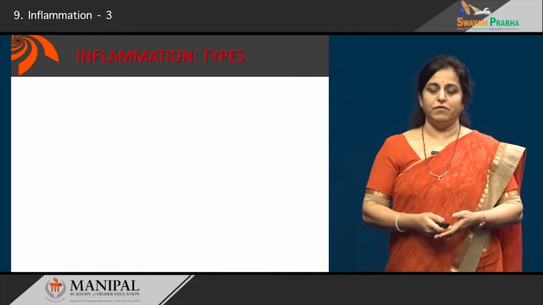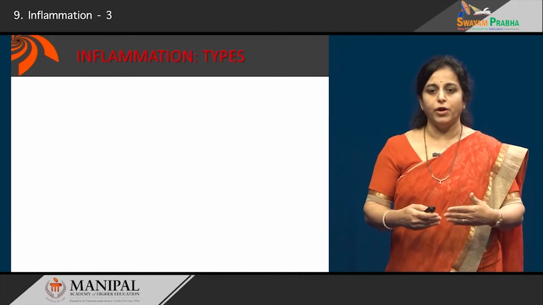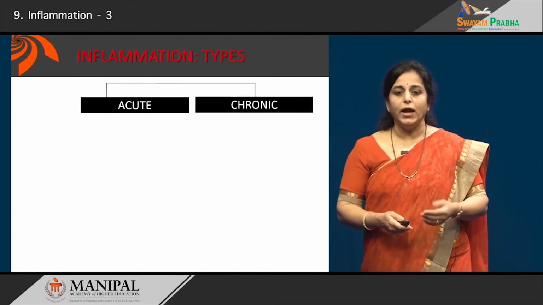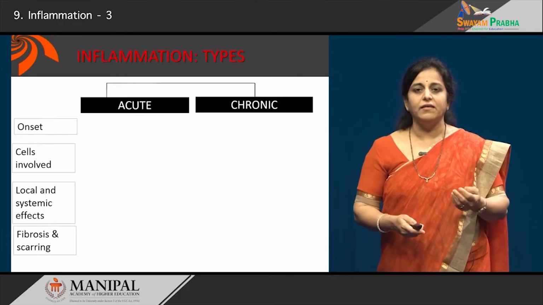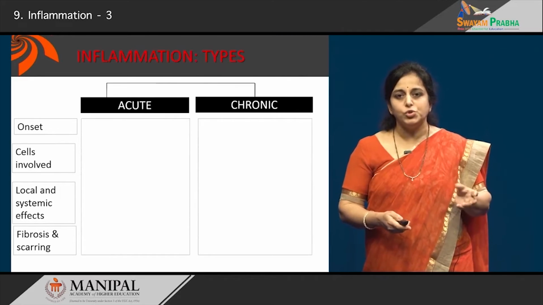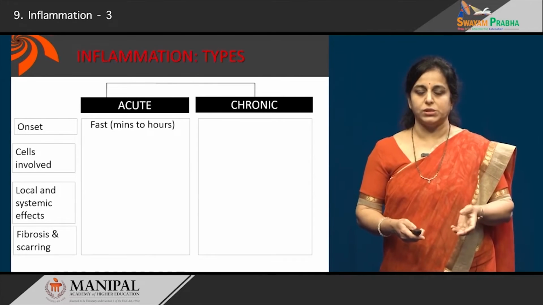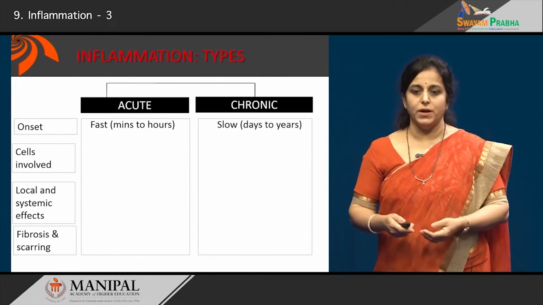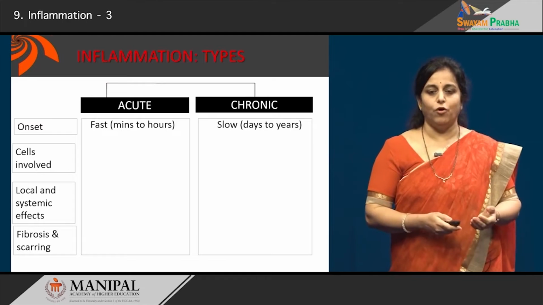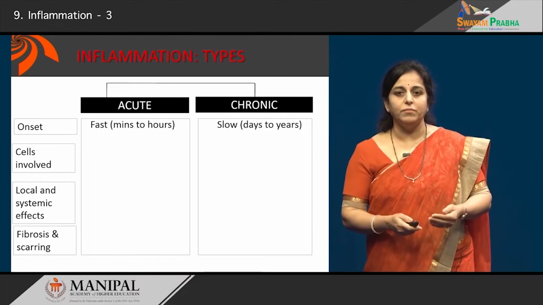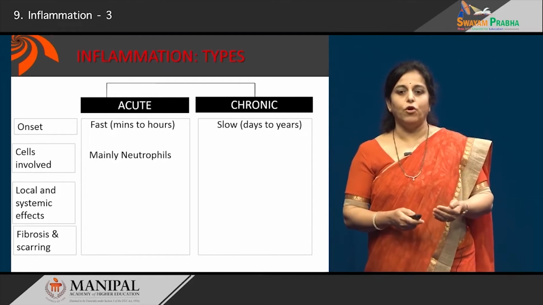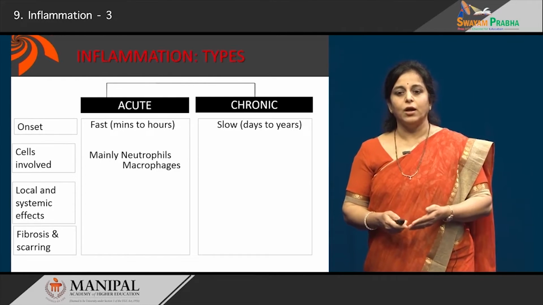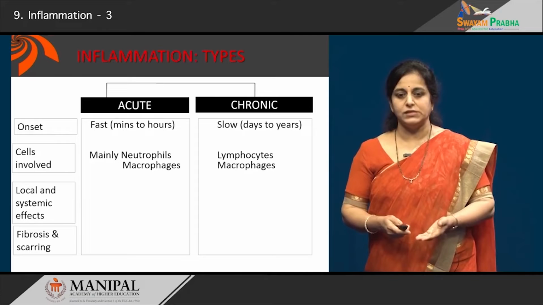So, what are the types of inflammation? We have 2 important types of inflammation, that is the acute and the chronic. Now, acute inflammation, as the name says, is of a very short duration, which usually occurs within minutes to hours, whereas chronic inflammation is what occurs over many days to months. Now, what are the cells involved in acute and chronic? In acute inflammation, the most important cells involved are the neutrophils and the macrophages, while in chronic inflammation we have lymphocytes and macrophages as well.